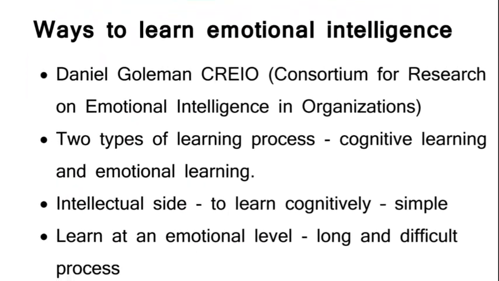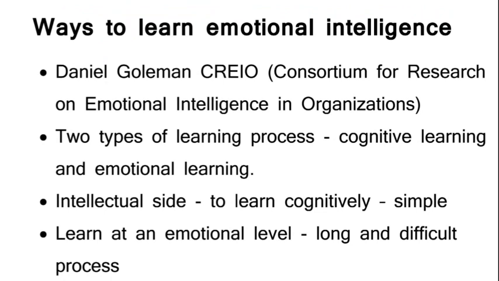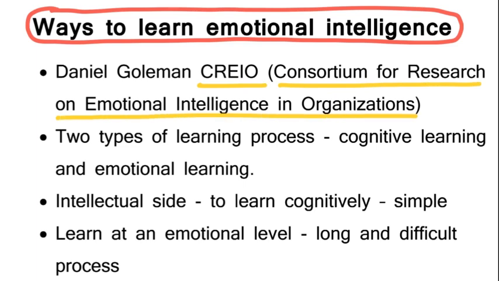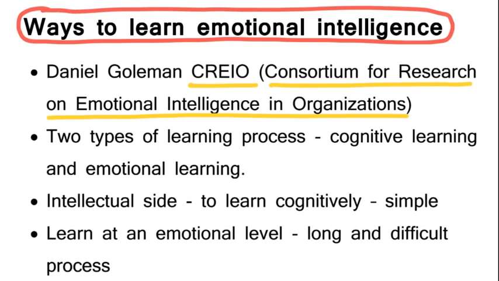Now, let's move on to the next topic, that is ways to learn emotional intelligence. Daniel Goleman has written and researched a lot on this topic on the forum of CREIO. CREIO is a website which stands for Consortium for Research on Emotional Intelligence in Organizations. His basic argument is that there are two types of learning process. Number one, cognitive learning, and number two, emotional learning.